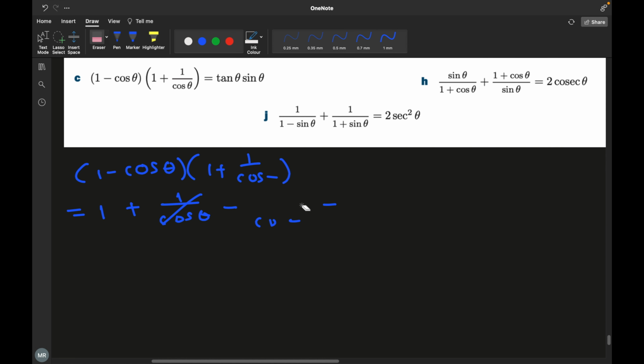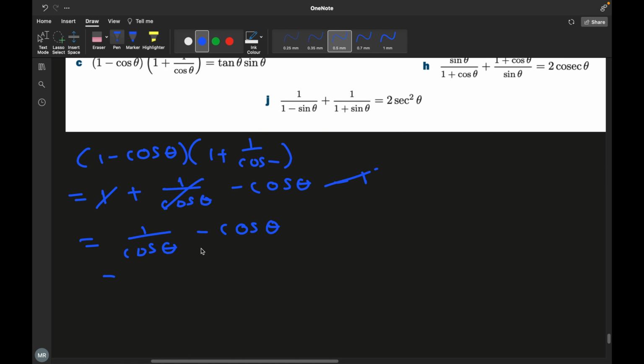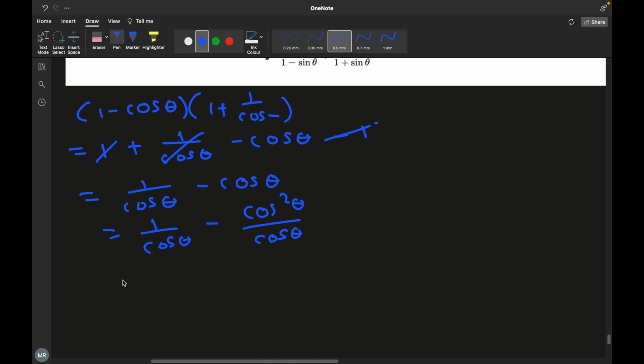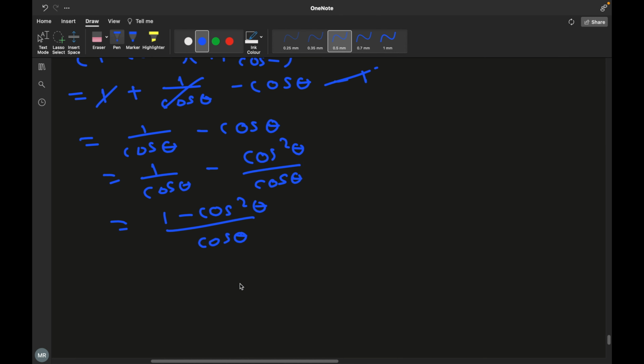I'm so sorry, one second. We have minus cos theta minus 1. This doesn't get cancelled, I'm so sorry. These two get cancelled. And we have this minus cos theta. We can write cos theta as this minus cos squared theta by cos theta. Since it's the same denominator, we can add the numerators, divided by cos theta. We know that 1 minus cos squared theta is sine squared theta, divided by cos theta.